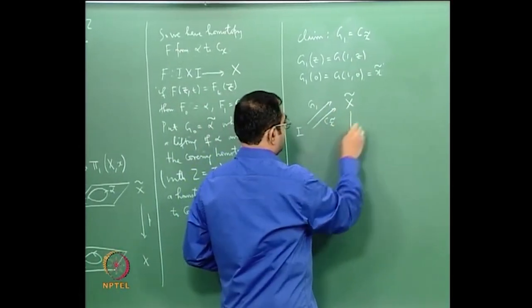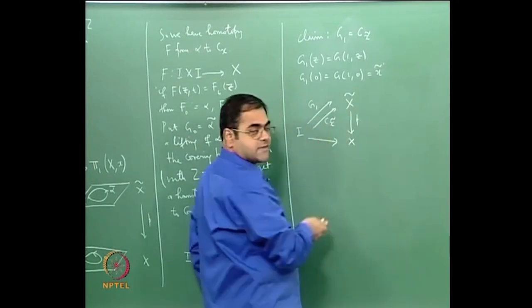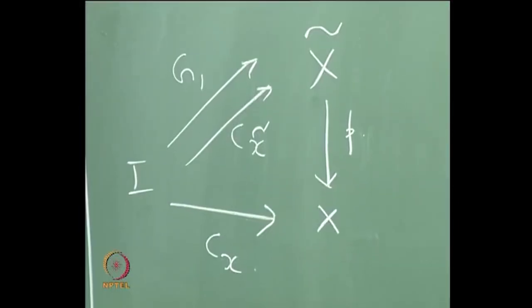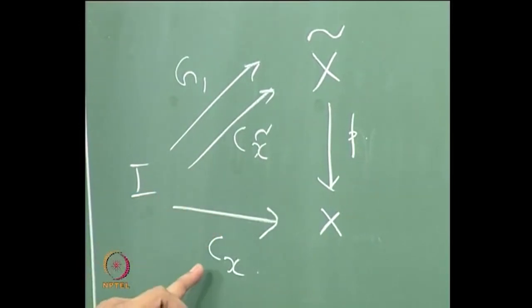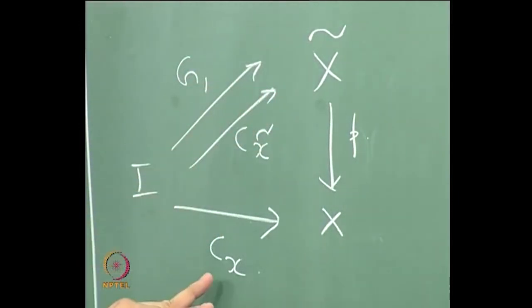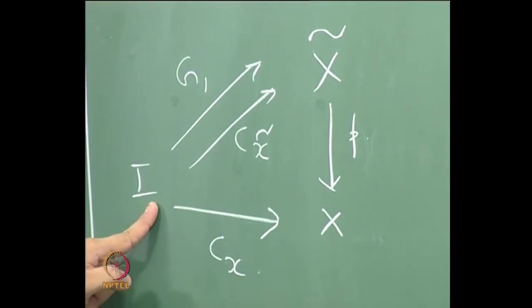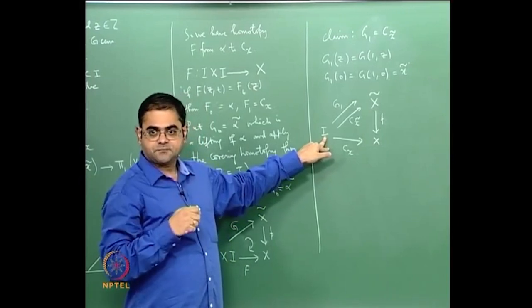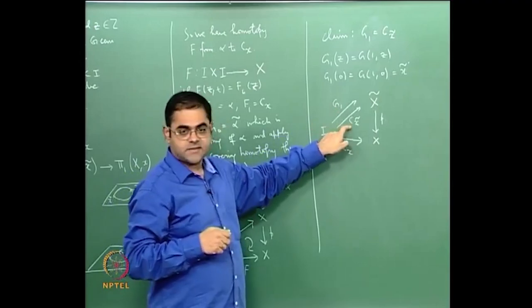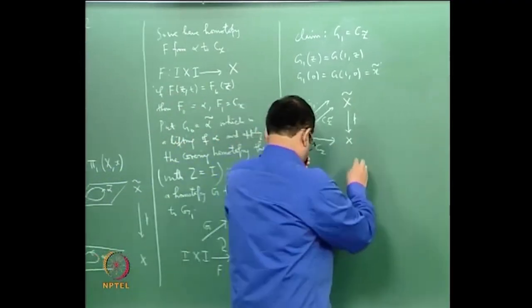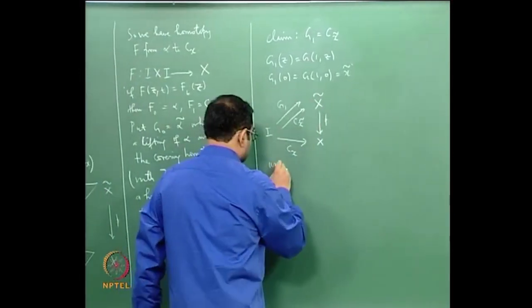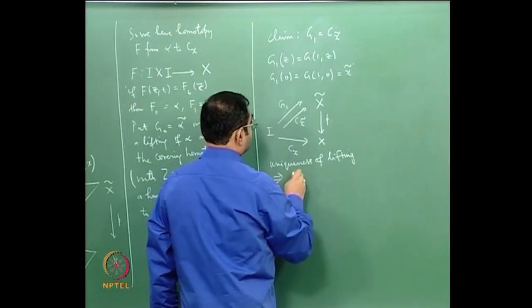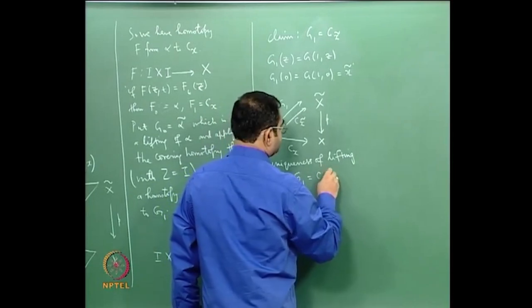And if you follow it by p, in both cases I get the constant path below. So it means that both g1 and c x tilde are liftings of cx. So they are two maps which lift cx, and they agree at z equal to 0, and of course this source space is connected. So by the uniqueness of lifting you will get g1 is equal to cx tilde, and that completes the proof. So uniqueness of lifting implies g1 is equal to cx tilde.